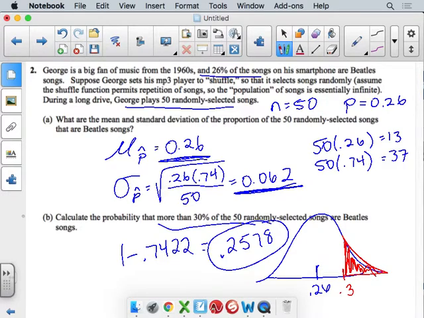So just nailing down, this is a proportion because we're talking about percentages or fractions. This is one sample because he's only doing 50 songs selected. So just getting practice, and then we'll get good at them the more we do them. Okay, so that's just touching base on that before we move on. So 25% chance on that.